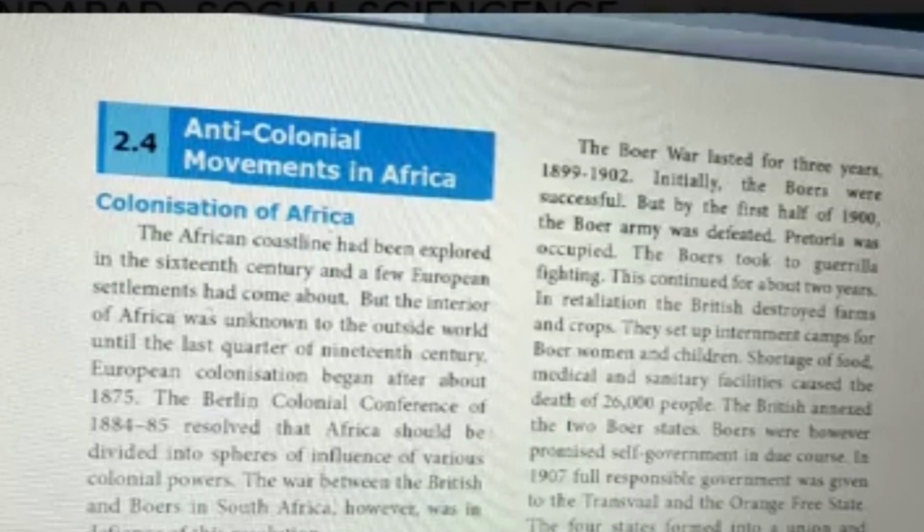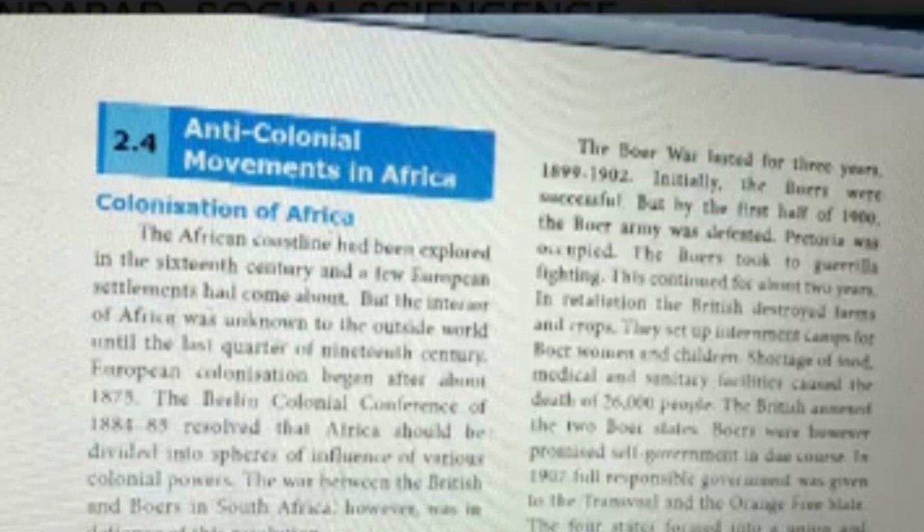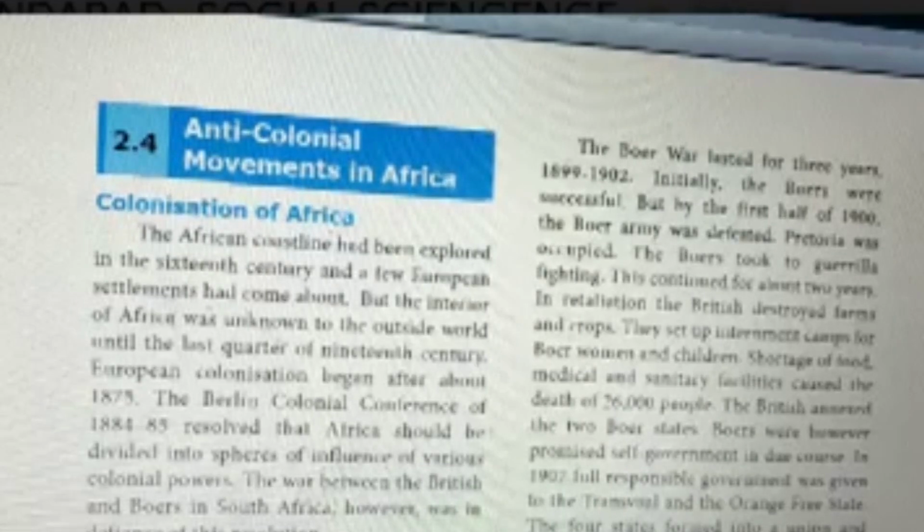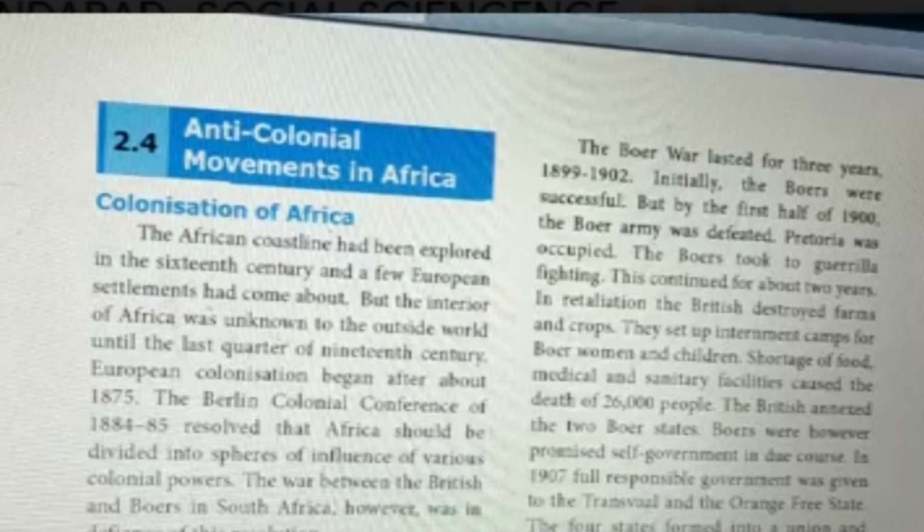The British destroyed farms and crops of the Boers, and they set up camps to imprison the women and the children. There was a shortage of food and basic medical facilities. There were no proper sanitary facilities, etc. So 26,000 people died.